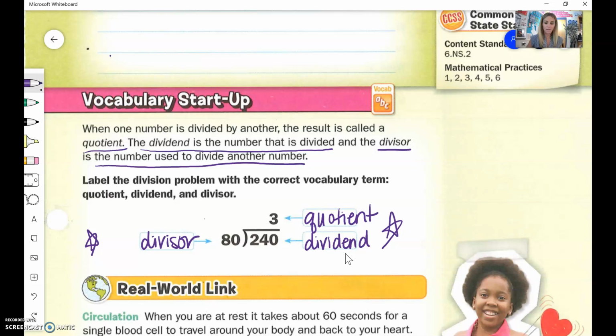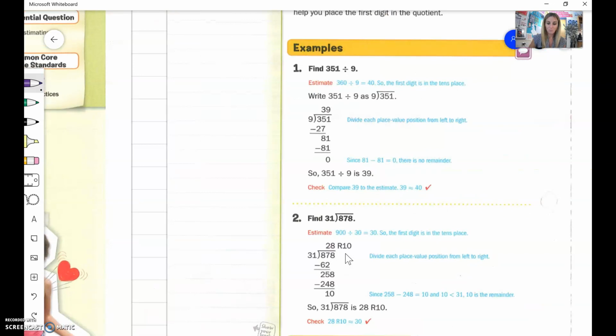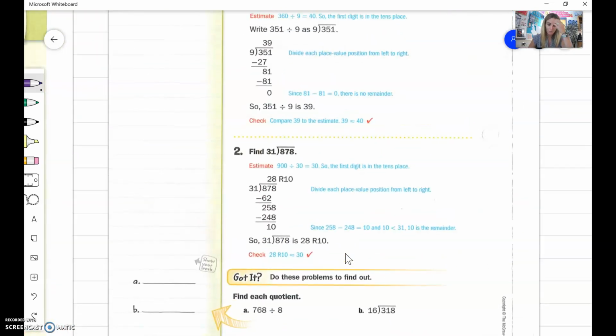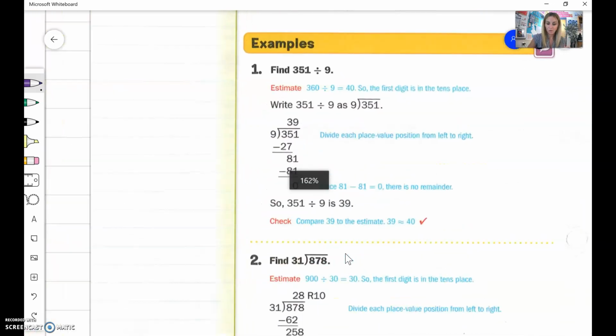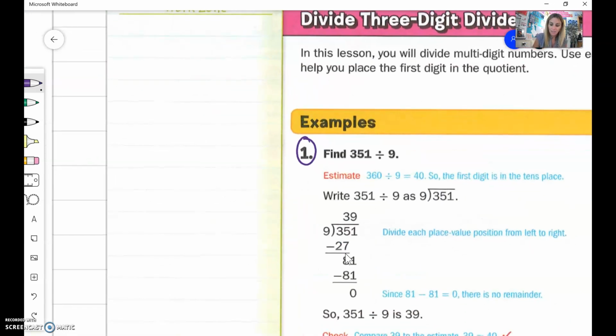All right, so let's go ahead and turn to page 216, and we're going to jump right in with some practice. We are just going to take a look at this first one right up here before we actually do some of our own practicing together. So we are dividing 351 divided by 9. Again, we read it that way, but when we write it, we're actually going to write it backwards. The dividend is inside, so 351 divided by 9.